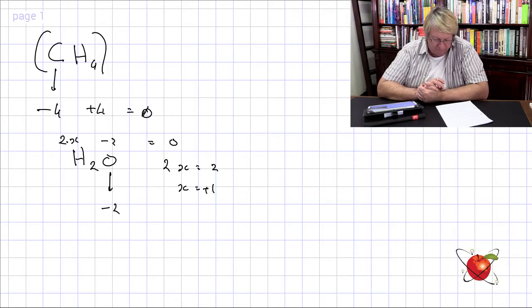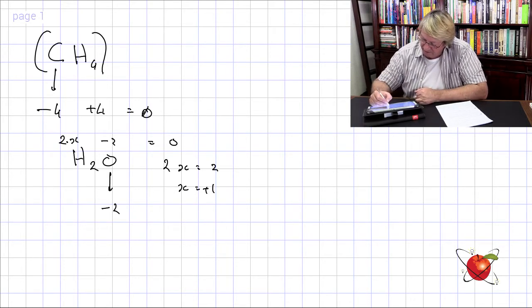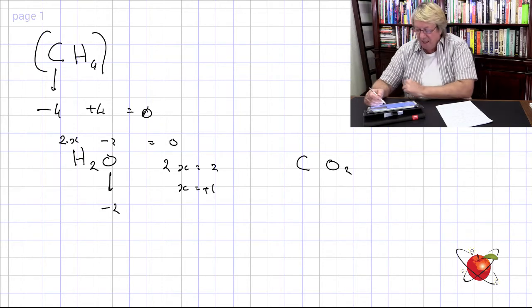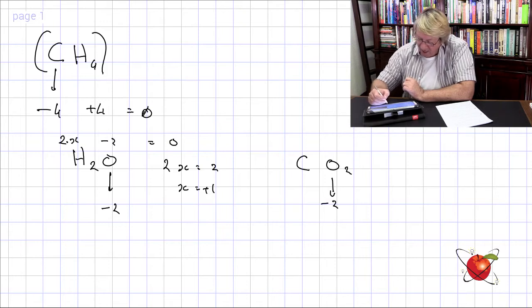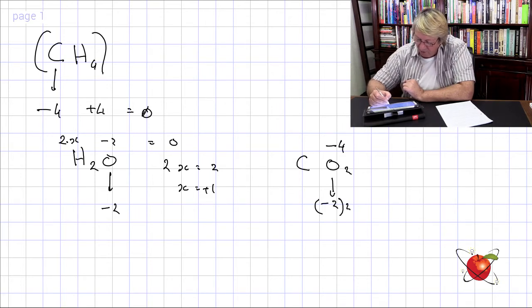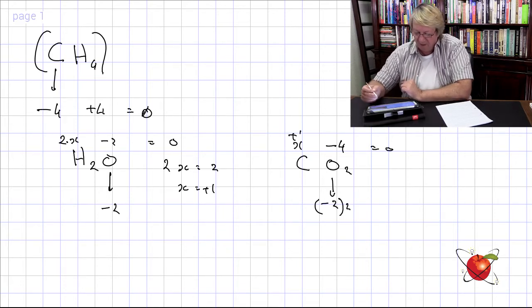What about CO2? Now here, which is the most electronegative? The O, isn't it? So we work with him first. We say, you become a -2, don't you? So therefore, I have 2 of you, so my total oxidation number up there is going to be -4. Therefore, x - 4 equals 0. Therefore, x is going to be equal to +4. Can you see?